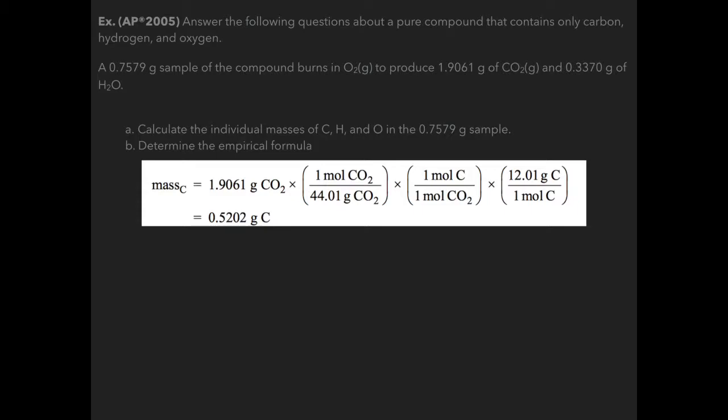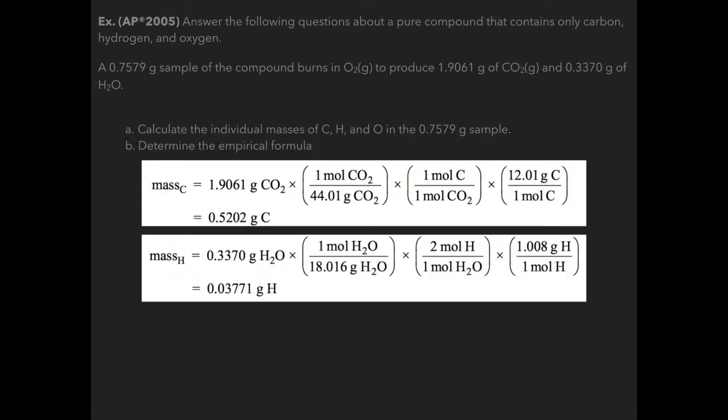Okay, you can do the same thing for hydrogen. The only different thing here for hydrogen is that for every 1 mole of water, there are 2 moles of hydrogen. So I'm going to go from grams of water into moles of water. Then the mole to mole ratio is 2 to 1. You've got 2 moles of hydrogen for every 1 mole of water. And then you can get into grams of hydrogen, and there you go. You've now got grams of hydrogen.